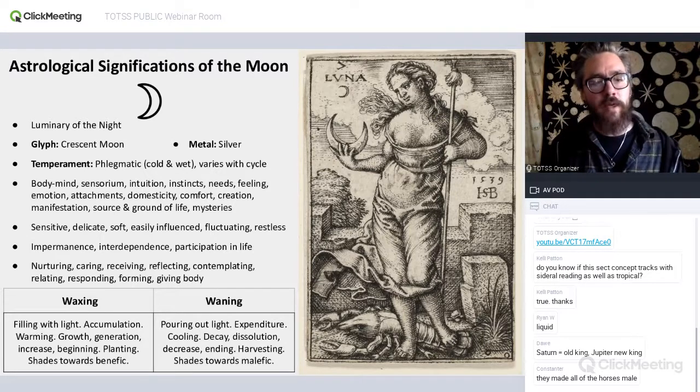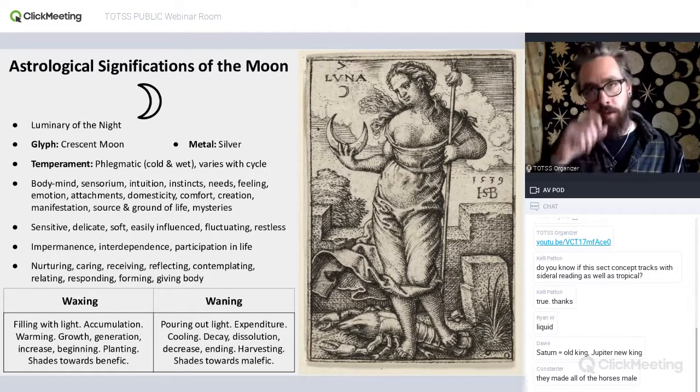Other lunar words here, we have intuition, instincts, needs, feeling, emotion, attachments, domesticity, comfort. The moon is associated with creation and with bringing things into the world. The moon is associated with the womb, right? The place where we incubate things and then give birth, either literally or metaphorically. The moon is associated with manifestation as the closest body to the earth.